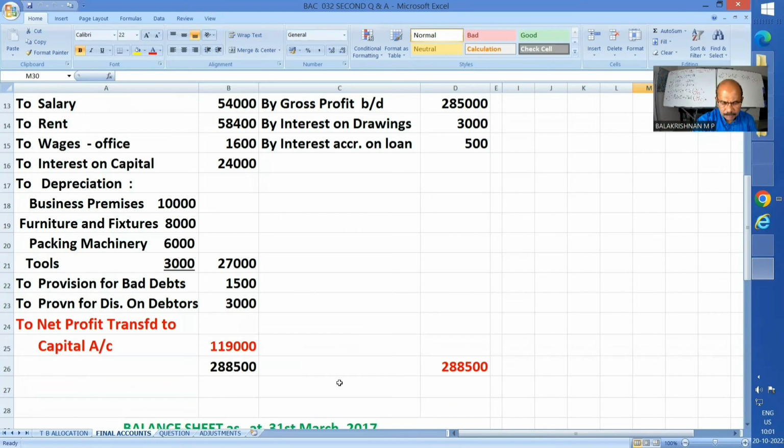Heavier side, income side, put it here. Difference is 1,19,000. That's my net profit. I'm transferring to capital account. That's all.